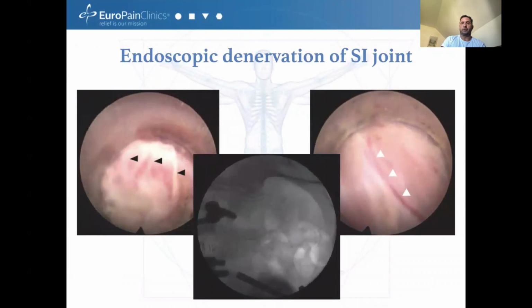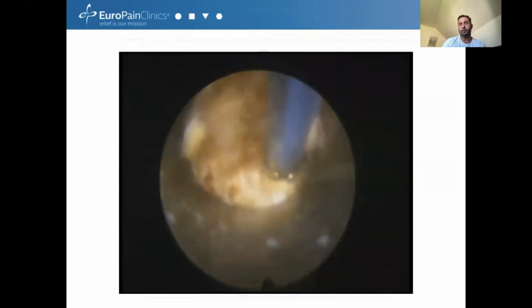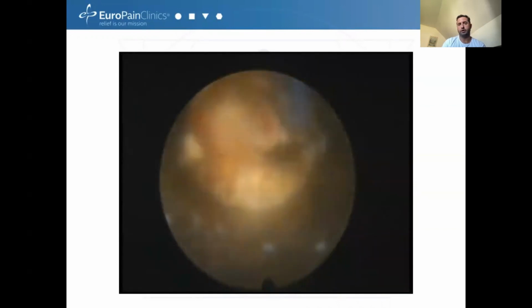If we're talking about endoscopic denervation of the SI joint, you're placing your instrument, your working sleeve, exactly on the lateral edge of the foramen. And then you see a part of the lateral part of the foramen, S1, S2, S3, and the lateral bony edge of the foramen. And when you are there, you're taking away the tissue, you visualize the bone, and finally, what you do is you are burning lateral branches.